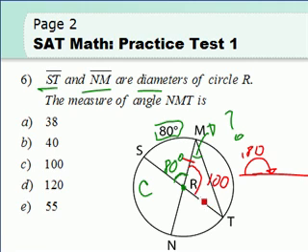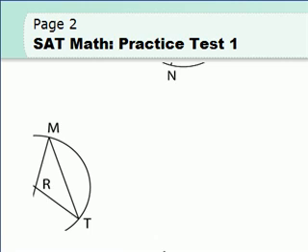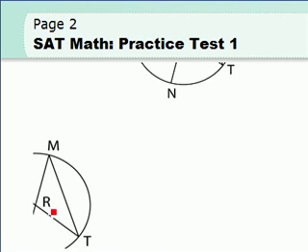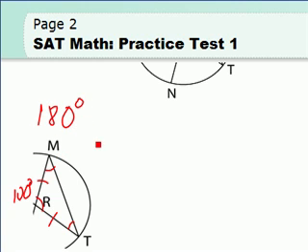This RM and RT. Now let me just extract that section of the circle so you can see better. So we know that RM is a radius and RT is also a radius, and that means that we have an isosceles triangle. This angle over here is equal to 100 degrees. Now in an isosceles triangle, the angles opposite the equal sides are also equal. And the sum of the angles of a triangle is equal to 180 degrees. We already know that this angle is 100.